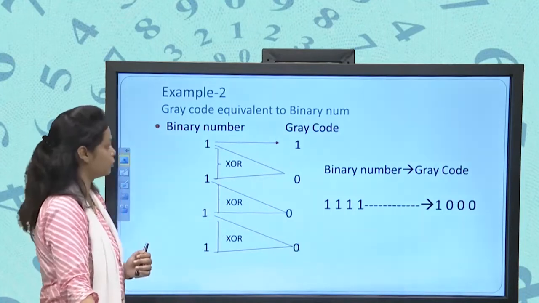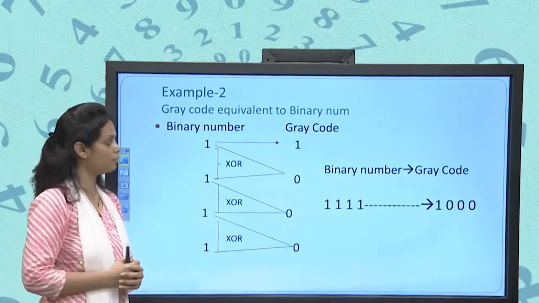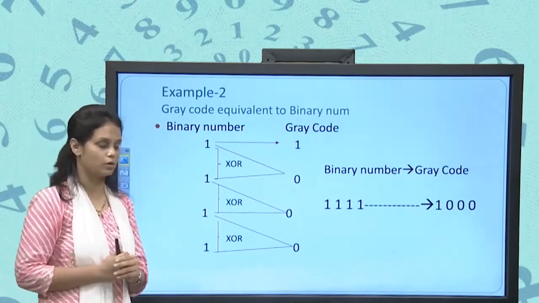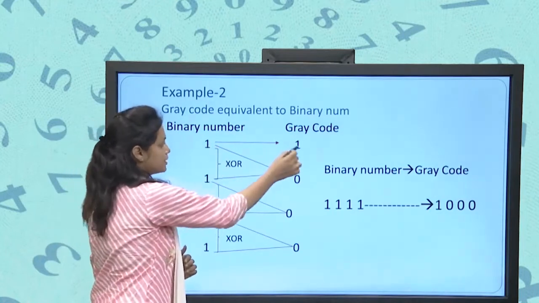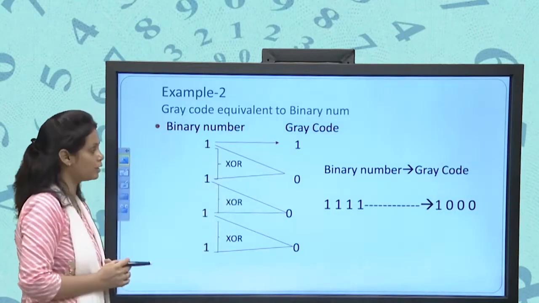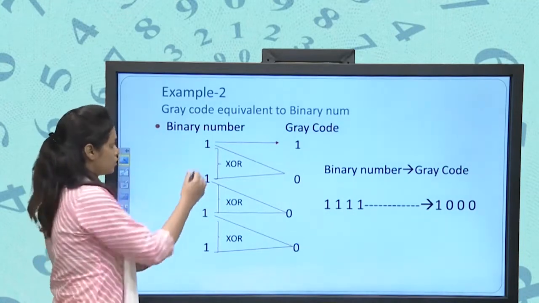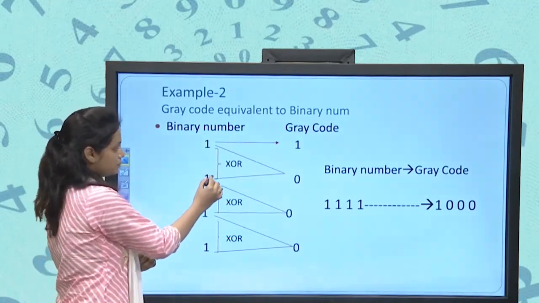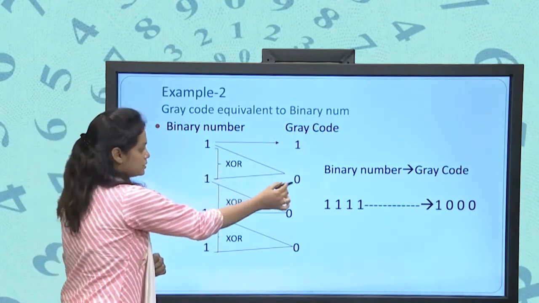We will see one more example. Suppose we are having the binary number that is 4 times 1, and we want to convert this binary number to the gray code. So first what we'll do? We'll make first bit as it is, that is 1. Now we'll try to make the pair of each 2 bits. So starting from the first bit, we'll make the pair of the 1 1. These 2 bits are the same. So the output of the XOR is 0.